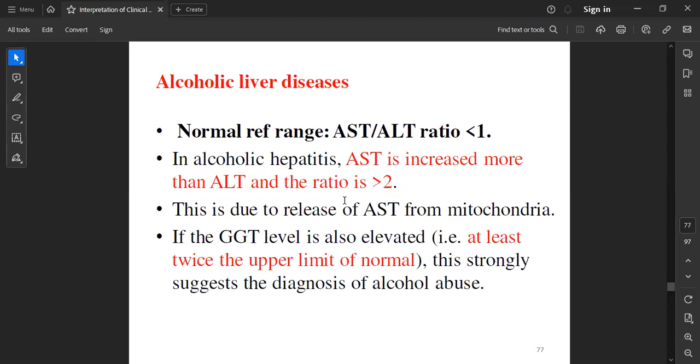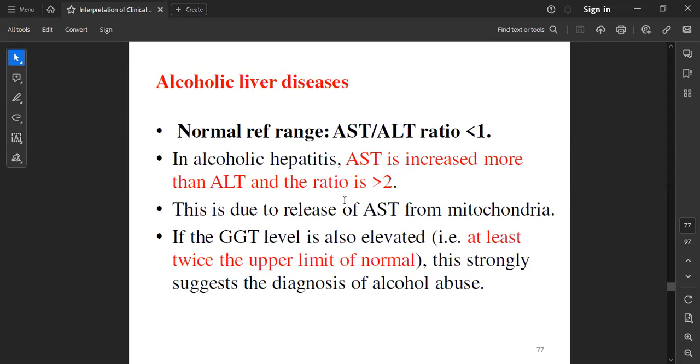So when you're trying to diagnose something like alcoholic liver disease, you use the AST-ALT ratio. The reference range is that it should be less than 1. In alcoholic hepatitis, AST is increased more than ALT, so the ratio becomes greater than 2.